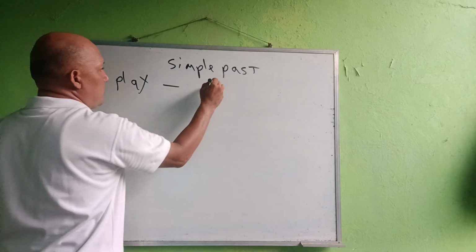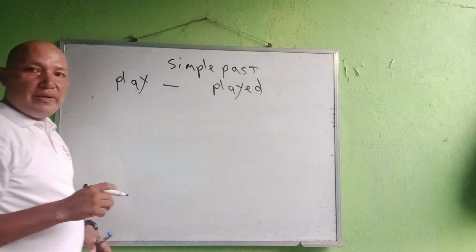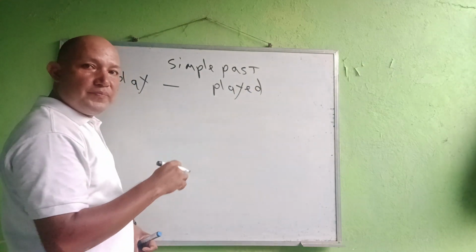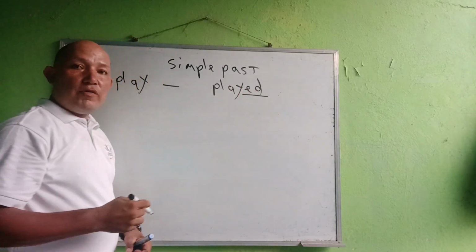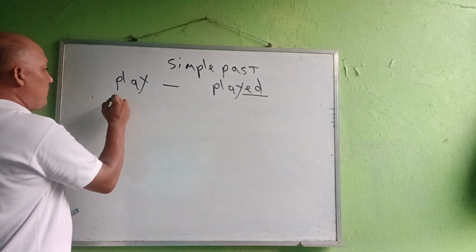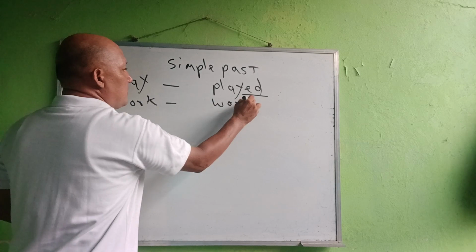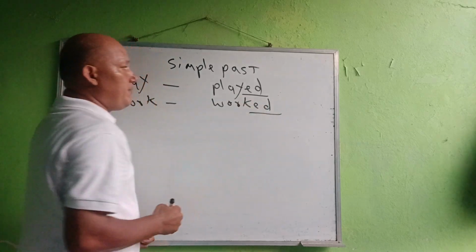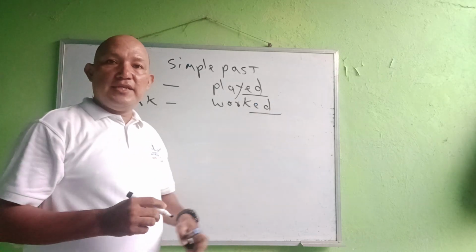What is the past tense of the verb play? It is played, because it's a regular verb. Remember, for any regular verb you want to change to past tense, we have to add ed so we can form the simple past tense of a regular verb. Another regular verb we have is work. What is the past tense? The past tense is worked, because it's a regular verb. For that, I have added ed.